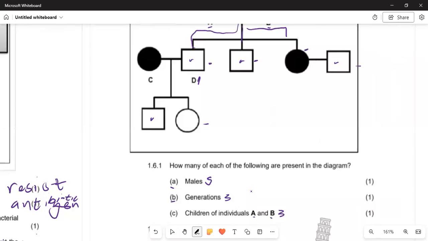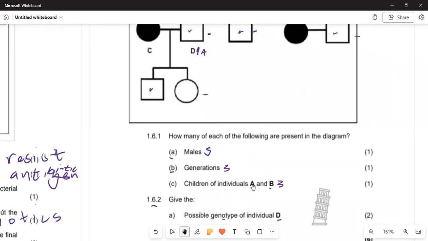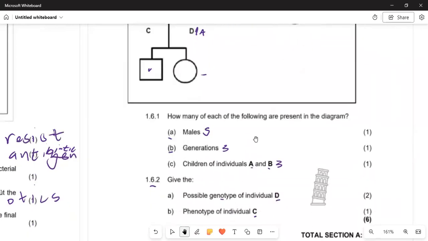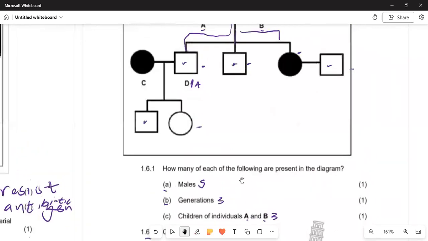And lastly, we are talking about the physical feature, which is the phenotype of C. So here it is C. We can see that this black dot means an affected person, and this circle means a female. So it is an affected female.